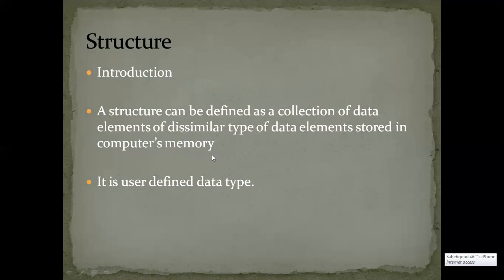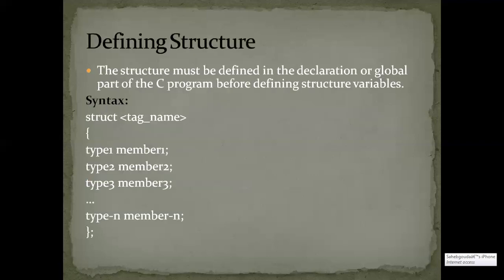Okay, so this structure is a user-defined data type, whereas array can be defined as a collection of data elements of similar type, but here it is dissimilar type of data elements. Understood? So how can we define the structure? This is a brief introduction about structure. Next, defining the structure.